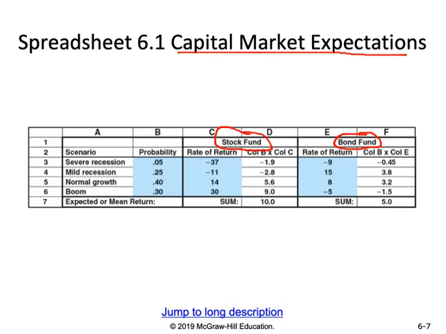We've developed what we think, or an analyst has, what the return will be here in this column. This is a stock fund return, and what the probability of each economic scenario is. And then we simply multiply the probability of a scenario times the forecasted return under, in this case, a severe recession, and that gives us a number, okay? And then we total this column to get what our expected return or mean return would be. And for the stock fund, it's 10%. For the bond fund, it's 5%.